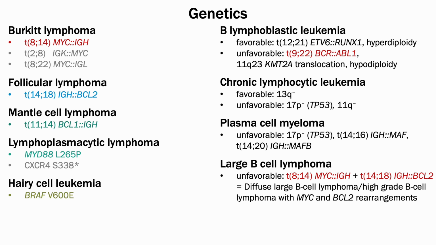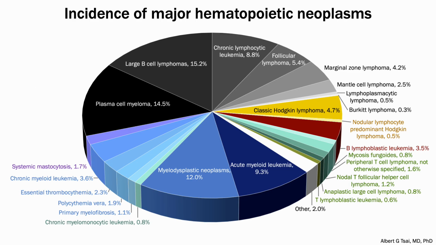With CLL and plasma cell myelomas, TP53 mutation or loss is unfavorable, and with large B-cell lymphomas, a c-Myc rearrangement simultaneous with a BCL2 rearrangement specifies an aggressive subtype of DLBCL/high-grade B-cell lymphoma with MYC and BCL2 rearrangements. So going back to our giant incidence pie chart, I've briefly overviewed with you B lymphoblastic leukemia, Hodgkin lymphoma, Burkitt, LPL, mantle, marginal, follicular, CLL, large B-cell lymphomas, and plasma cell myelomas.